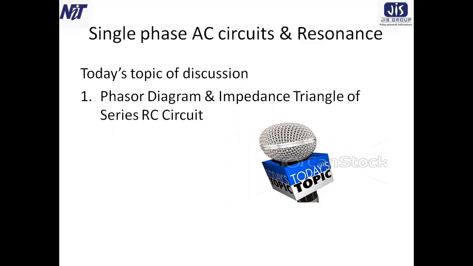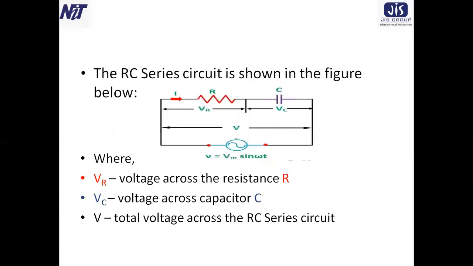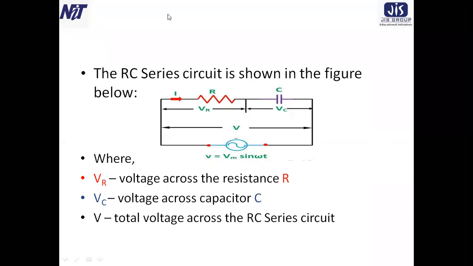So for that, first we have to select a circuit, which is a series RC circuit. In a series RC circuit, there is a resistance R and a capacitance C. So here, if you follow, you can find that the resistance is R and the capacitance is C. The voltage across the resistor is VR and the voltage across the capacitor is VC.